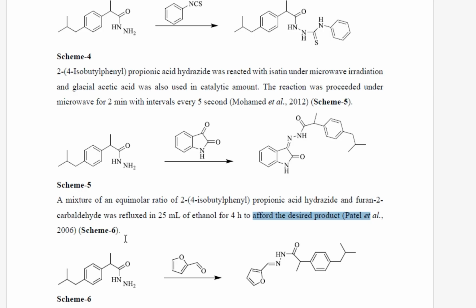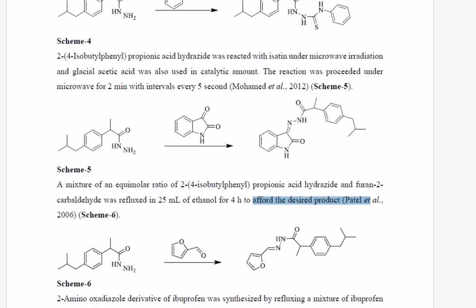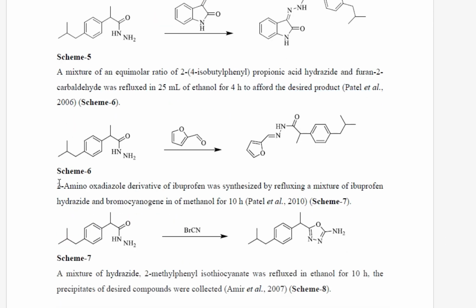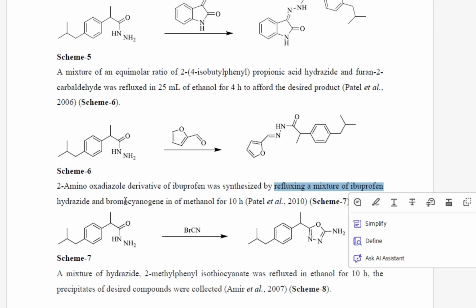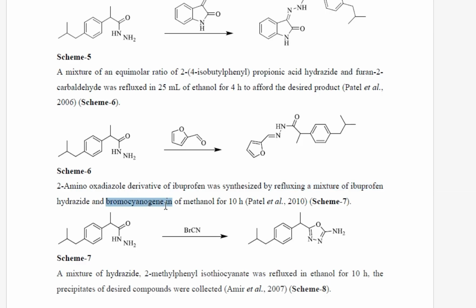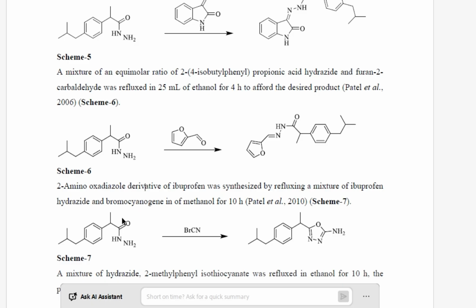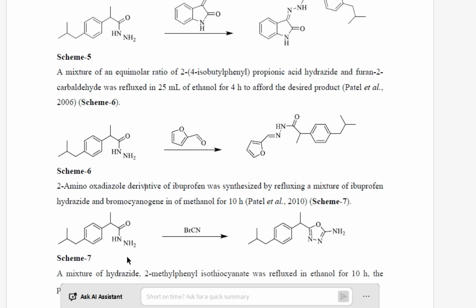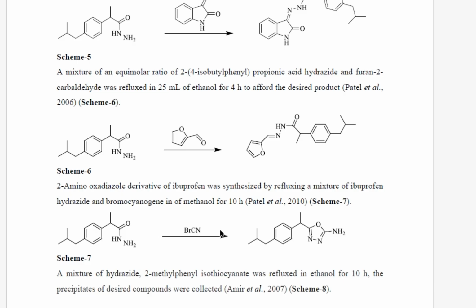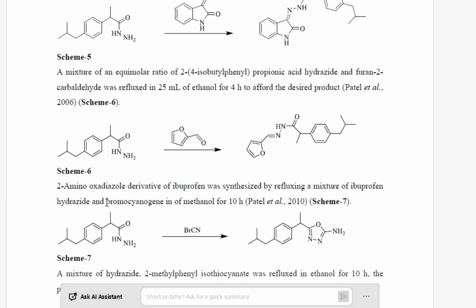4 hours. Okay, and another approach to form amino-oxadiazole derivatives of ibuprofen is by refluxing ibuprofen hydrazide with cyanogen bromide in methanol for 10 hours. So the oxadiazole derivatives were obtained by reacting the hydrazide of ibuprofen with, as I mentioned, cyanogen bromide to form the oxadiazole.